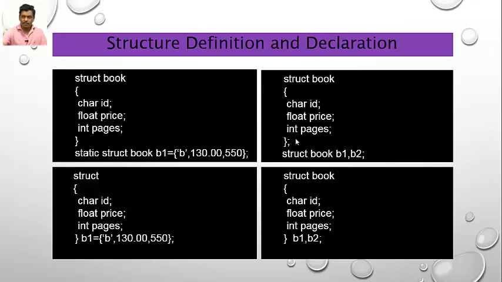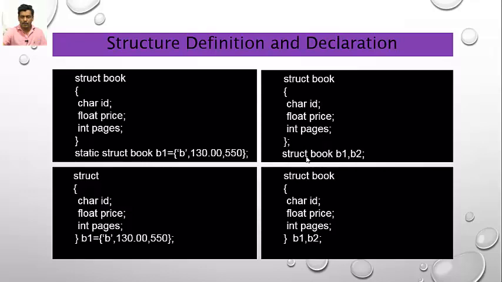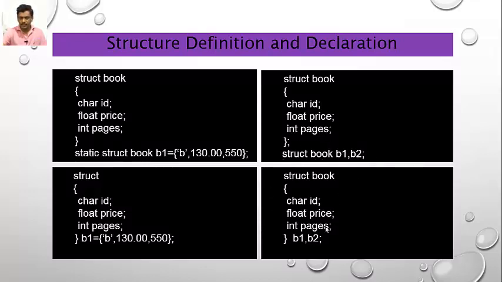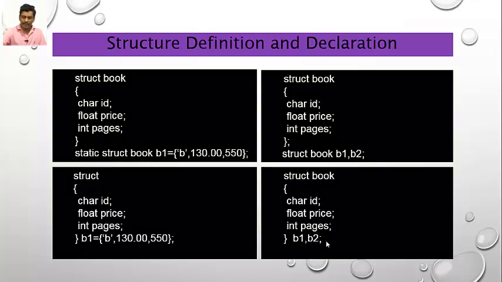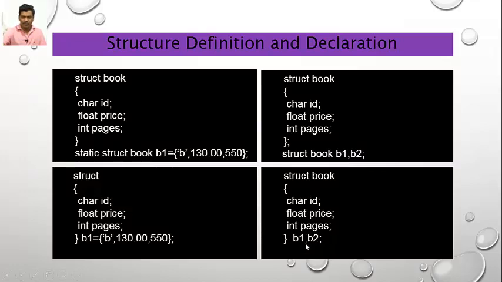Then struct book with character id, float price, and struct book B1, B2. It is a normal declaration only. Here we declare the variables. It is equivalent to this definition and declaration: struct book character id, float price, integer pages, B1 comma B2. That is, just before the semicolon we put B1 comma B2. So we can also remove the name. If we do declaration and initialization simultaneously before the semicolon, we have no need for the name. The structure name is not required.